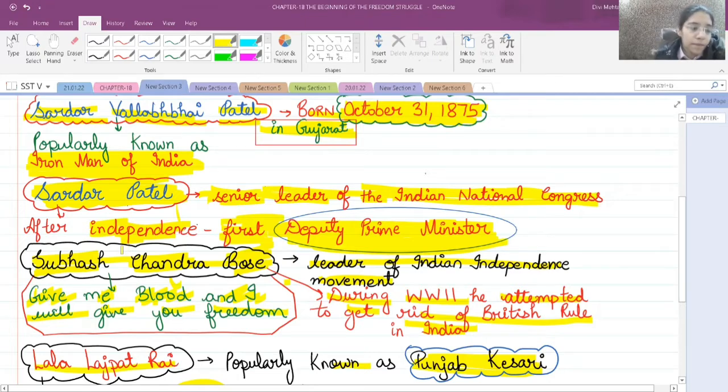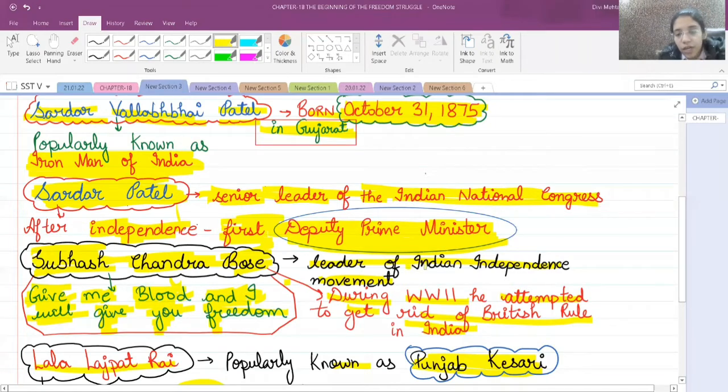Okay. Next, about Subhash Chandra Bose. He said, give me blood and I'll give you freedom. This is not in your book, but I'm telling you, this was his famous quote.